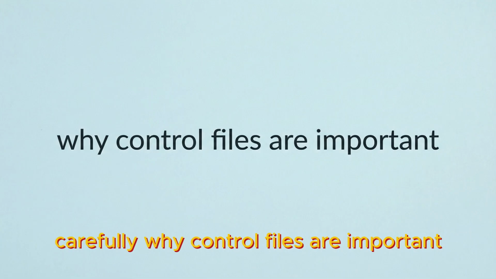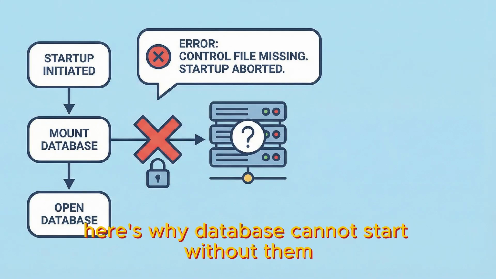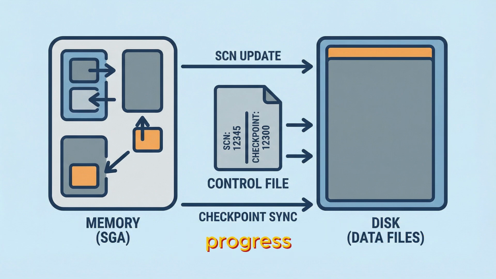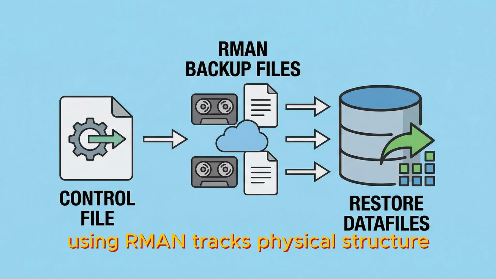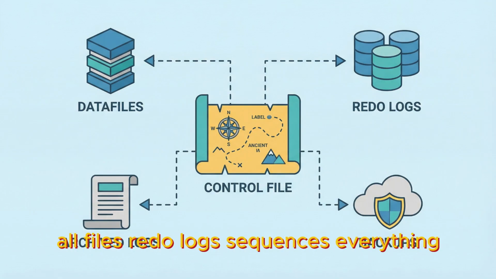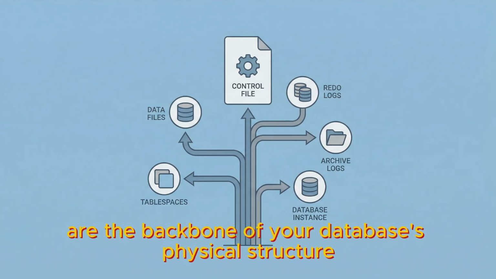Why control files are important. You might be wondering, why are control files so critical? Here's why. Database cannot start without them. Ensure data integrity by tracking SCNs and checkpoint progress. Recovery tool, allows Oracle to restore data files using RMAN. Tracks physical structure, all files, redo logs, sequences, everything. In short, control files are the backbone of your database's physical structure.